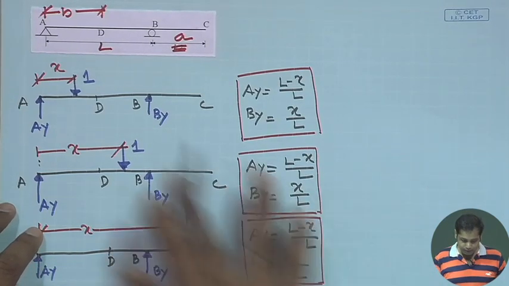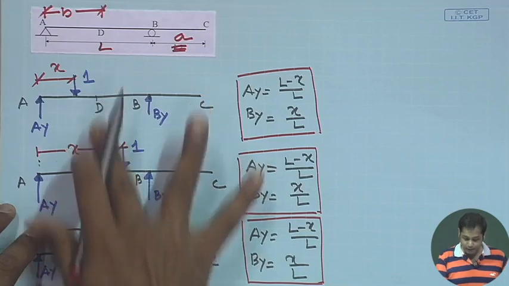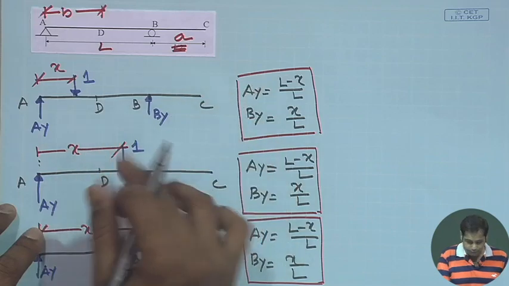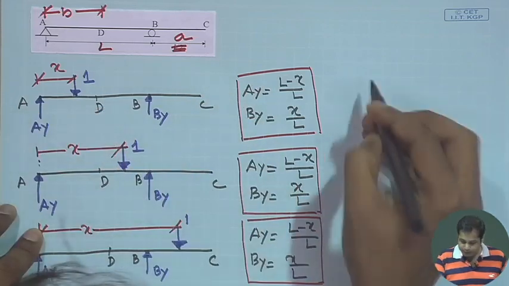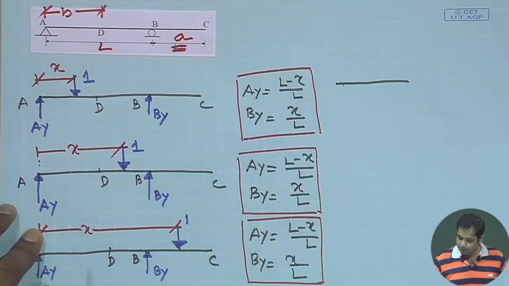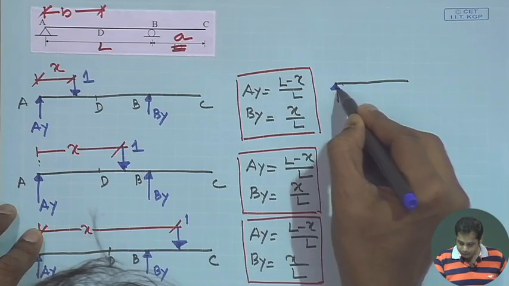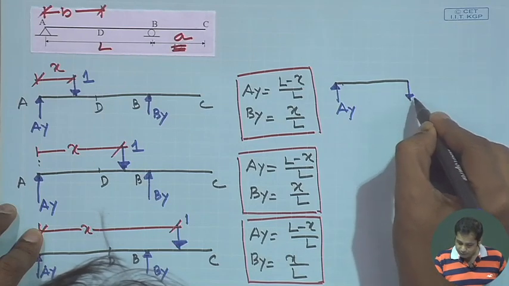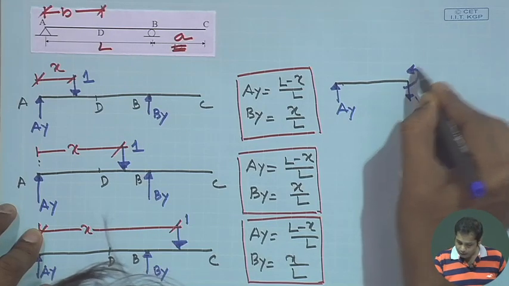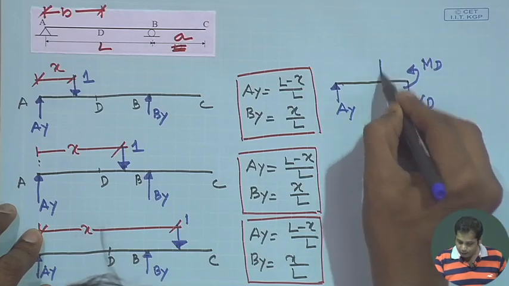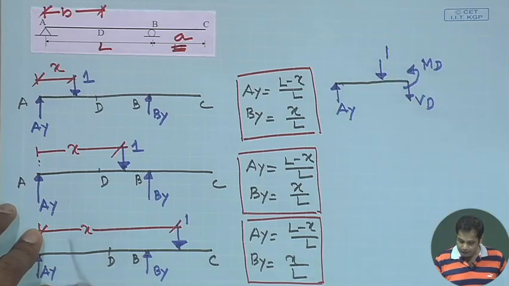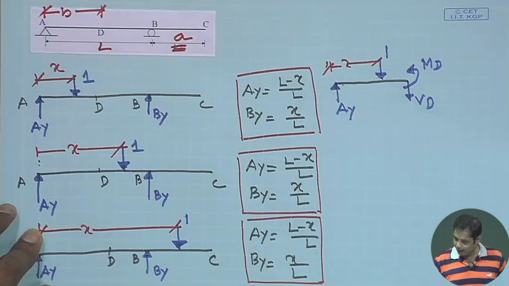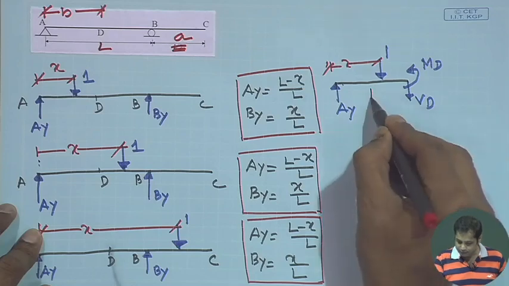Now, we need to find the bending moment and shear force at point D. So, if we take the free body diagram of this part, we have AY, and at D we have shear force VD and moment MD, and the unit load is 1 at a distance x, and this distance is B.